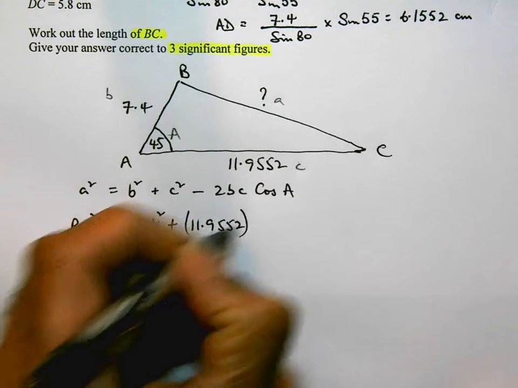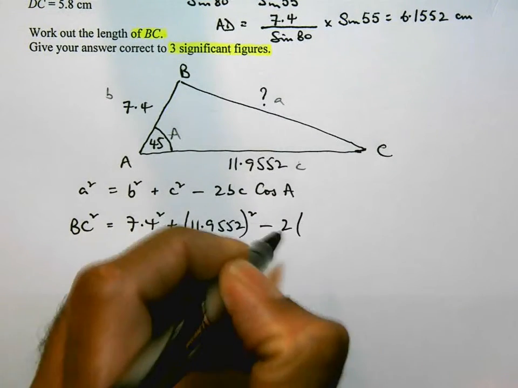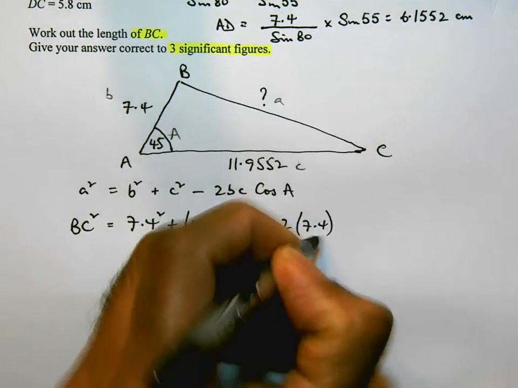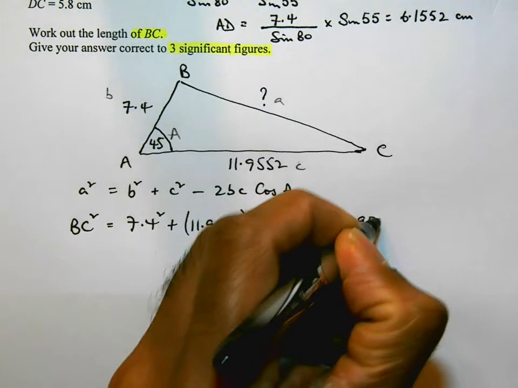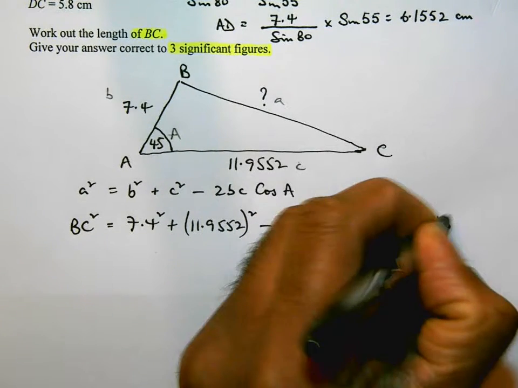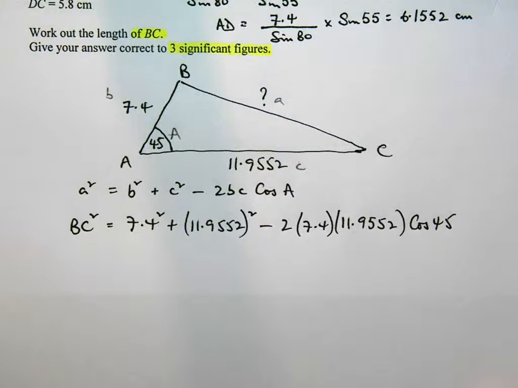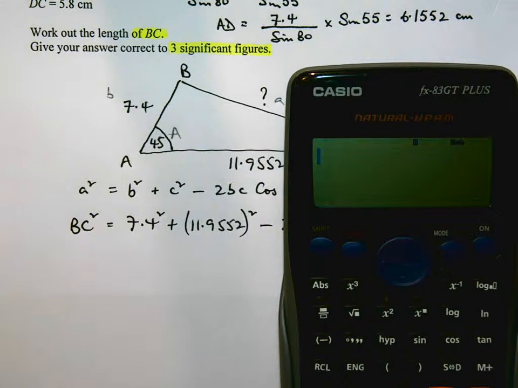So B squared, 7.4 squared plus 11.9552 squared minus 2 times 7.4 times 11.9552 cos of A, which is 45. Okay, you need to show all of that. Okay, and that's part of the workings that they need to see.